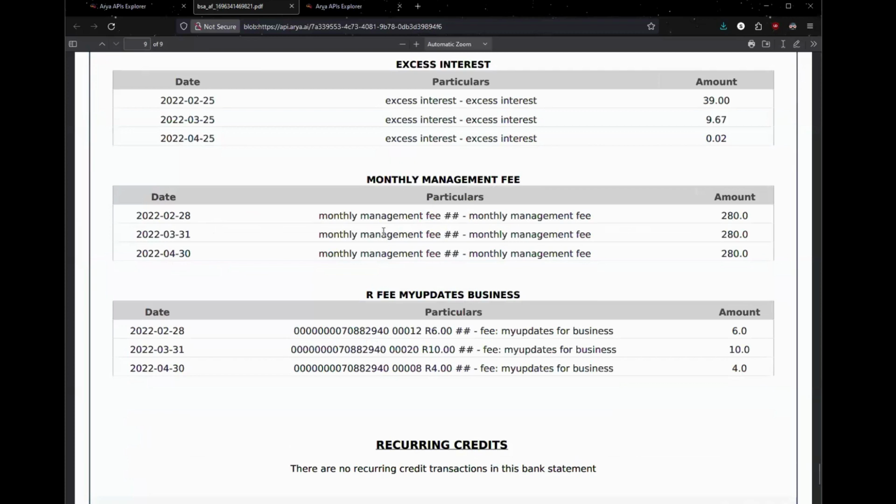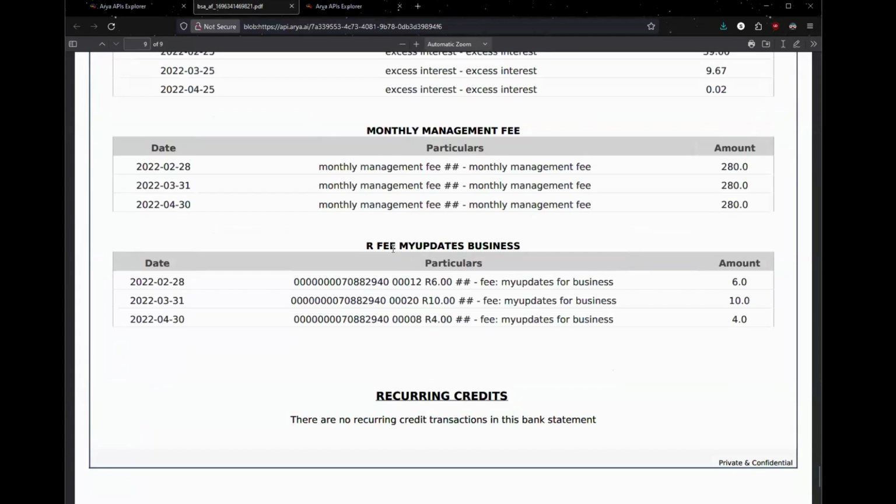Monthly management fee. So this could be something like a Netflix subscription or any corporate subscription of any sort. So this is something similar to that. And again, these are recurring in nature. My updates for business. This must be a subscription as well. So this was just a quick overview of the PDF report.